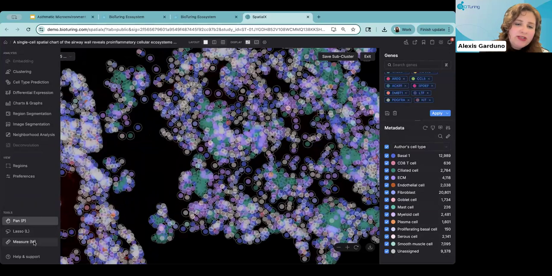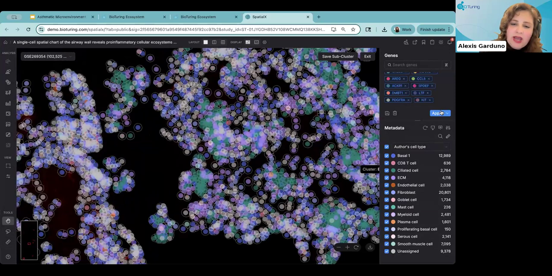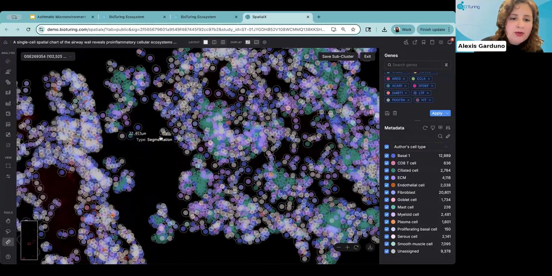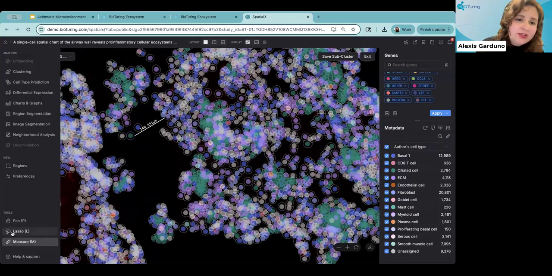If you're more interested in sort of distance query, so you want to look at the distance of very specific cells, we do have that ability to measure these distances directly from the tissue. So you can actually create a distance and calculate that and look at the expression of certain transcripts. You can also lasso a selection.